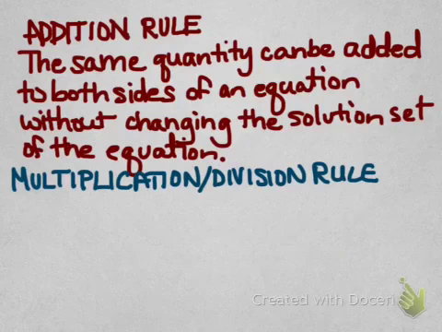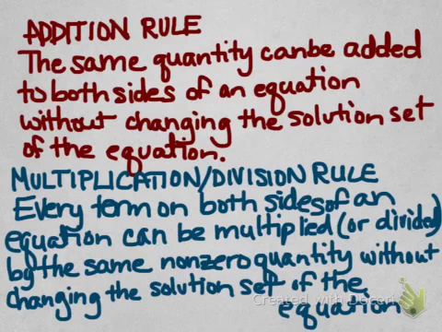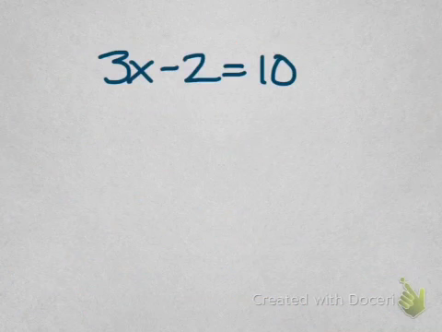Okay, the multiplication and division rule. Every term on both sides of an equation can be multiplied or divided by the same non-zero quantity without changing the solution set of the equation. So basically all that's saying is as long as you multiply the same number by every term in your equation, you're going to keep the same value of the equation.